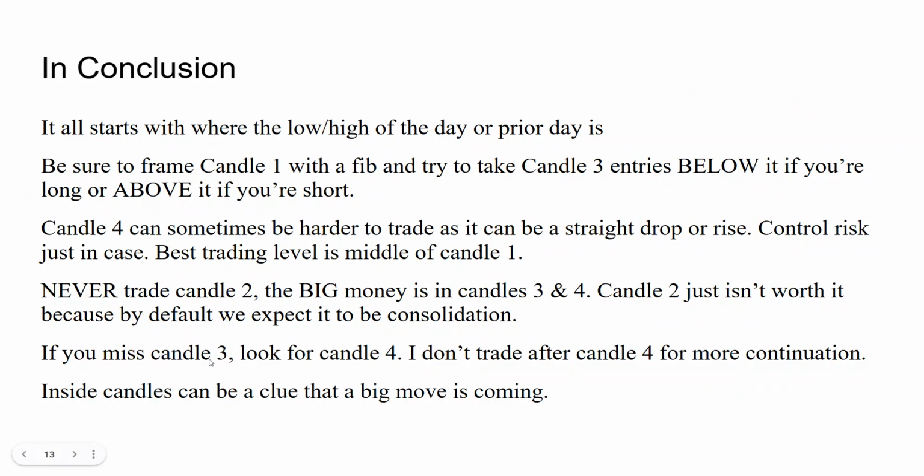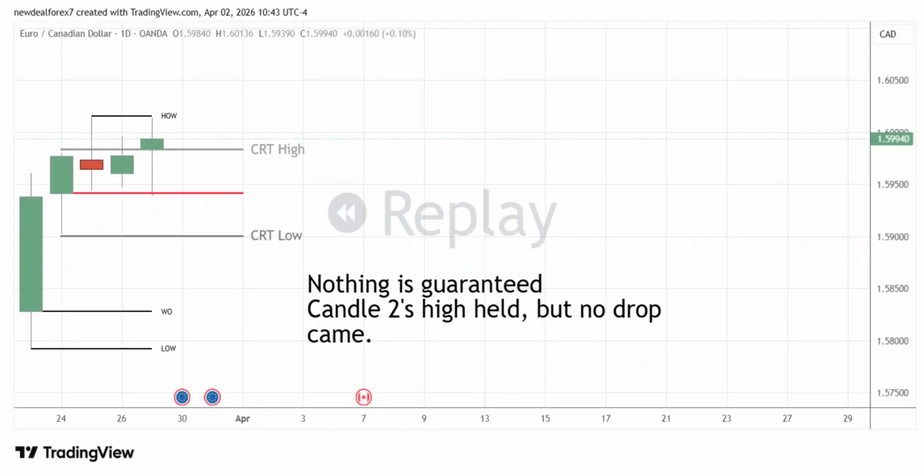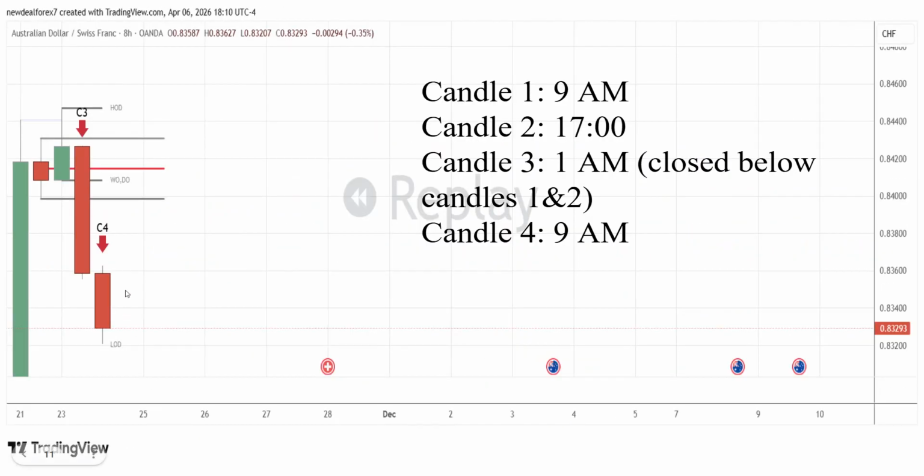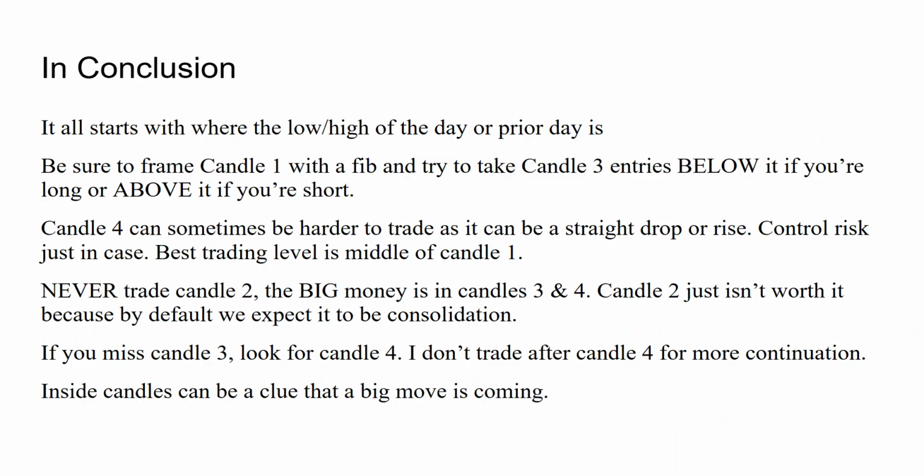Now, if you miss candle 3, the beautiful part is you can just look for candle 4. But I don't trade after candle 4 looking for more continuation. So if I see candle 3 do this, and candle 4 do this, I'm not looking for candle 5 to keep going and possibly take out more lows down here. If you want to experiment with that, feel free. I'm not pressed to. I only get 2 opportunities per candle range theory, and then I'm looking for another one. I just reset it and go back to looking for a candle 3. That's it. After 4, I'm done.